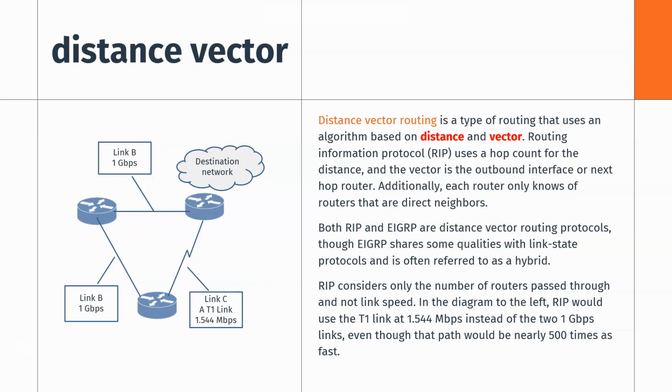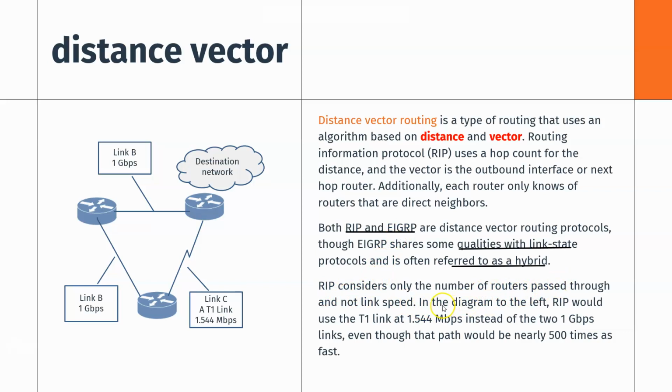And EIGRP. It's a distance vector protocol at heart, but in the Cisco world we normally say it's an advanced distance vector, or a hybrid protocol. EIGRP shares some qualities of link state, so it's a hybrid protocol. It's got a big hop count, and when we look at it, we'll see some of the specifics about it.